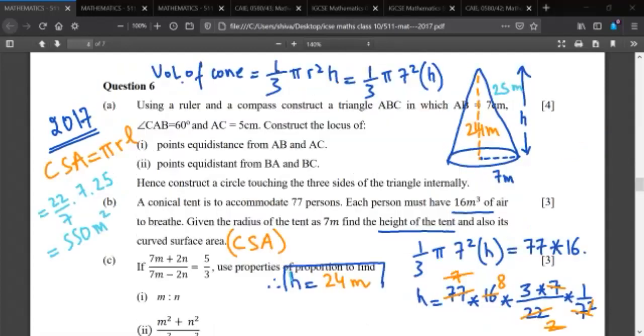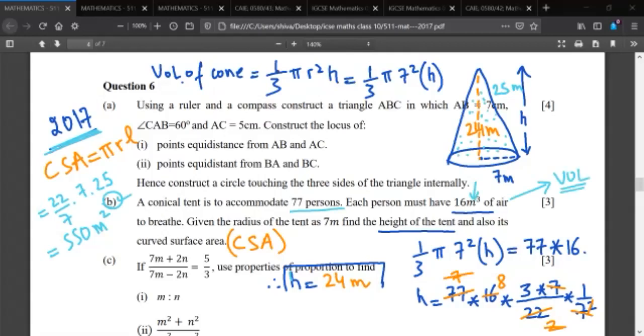The next question is 2017, question number 6, B part. A conical tent is to accommodate 77 people. Each person must have 16 meter cube of air. So this is the cone and this is the air inside the cone. Now the big hint is the units are meter cube. Whenever there is meter cube or centimeter cube, basically they are indicating volume.